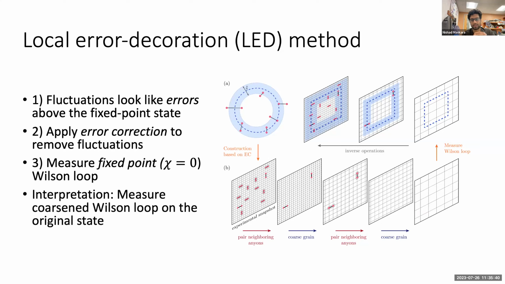By processing that snapshot, we can compute essentially the expectation value of this corrected Wilson loop. We do that in the Z basis, and then we also do that in the X basis. Using that, we can efficiently analyze an experiment.